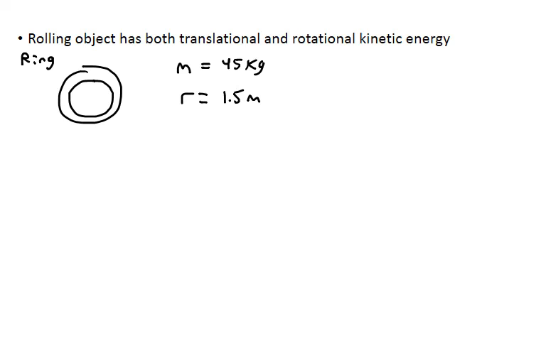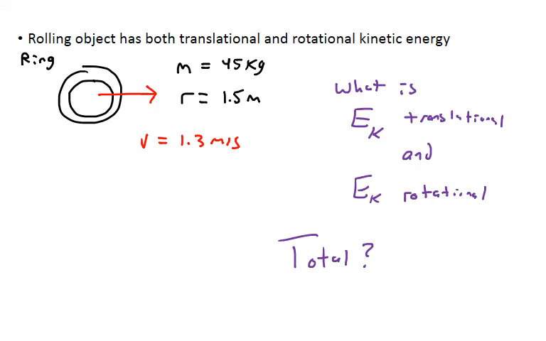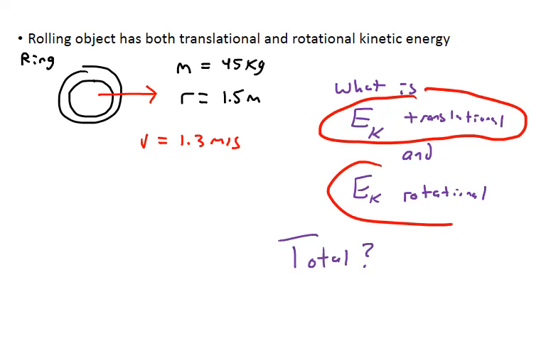The radius is 1.5 meters. And let's say that it's going 1.3 meters per second. What we want to do now is calculate the translational kinetic energy as well as the rotational energy, and then add them up to get the total. So go ahead and pause the clip, and when you're ready to check, you can hit play to continue.